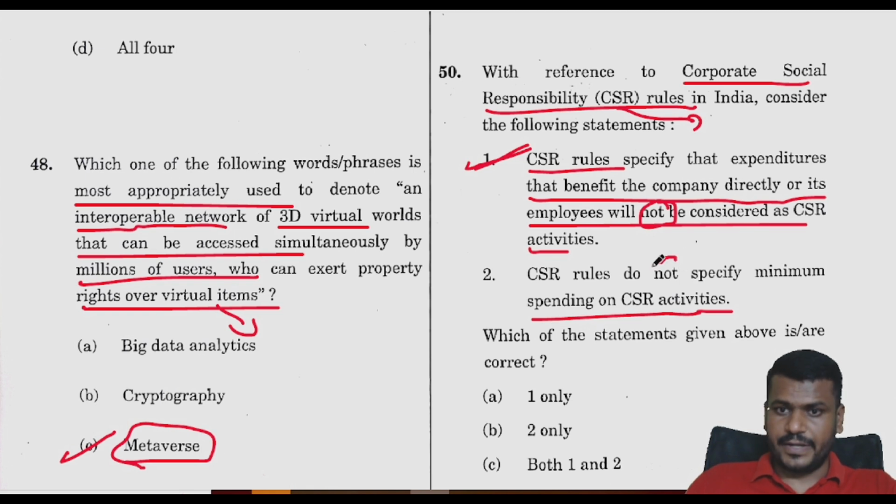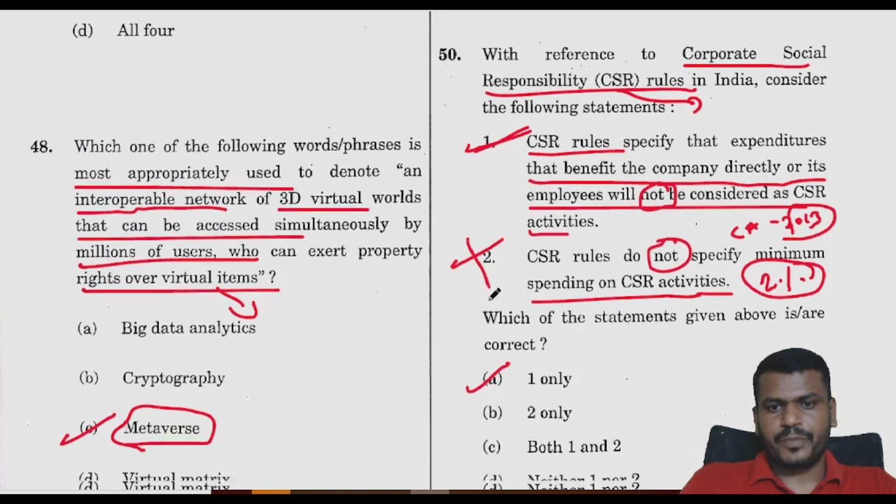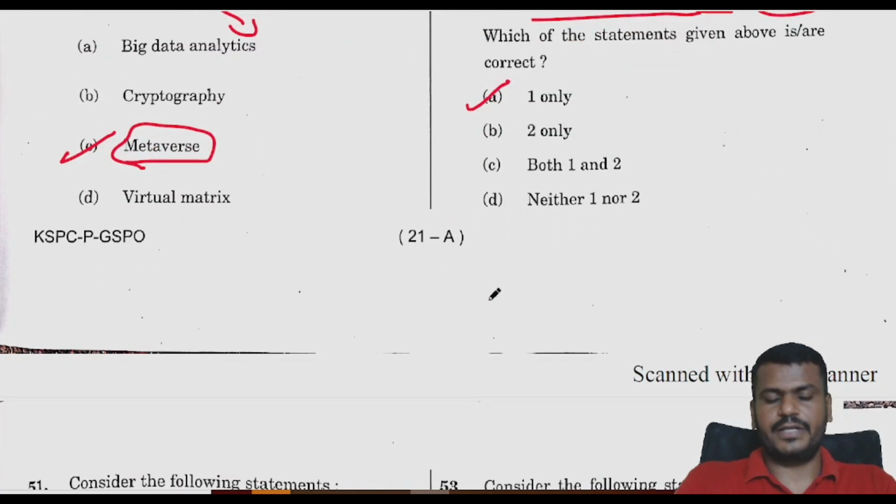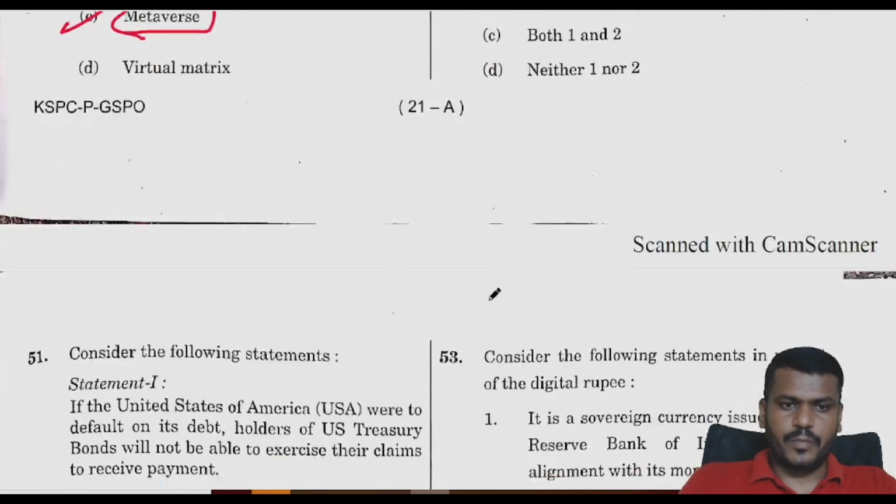No, it is specified. Okay, in the Companies Act 2013, they brought in an amendment, they brought in the CSR, and 2% of the company's total profit of 1 year should be spent on this corporate social responsibility. That's why statement 1 is correct, and 2 is not correct, guys. Okay, so remember this, it is always in the news, and it is important also.